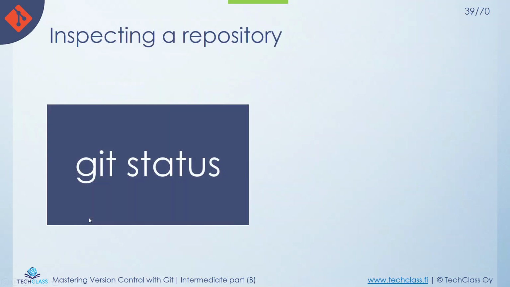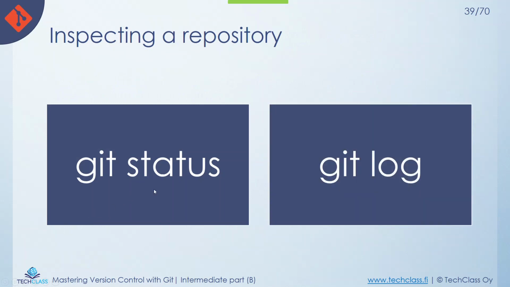All right, now let's see how we can inspect a repository. There are two very nice and very practical git commands. We have git status and git log.